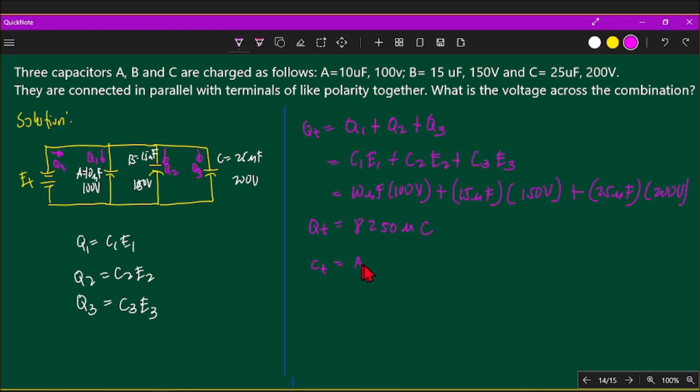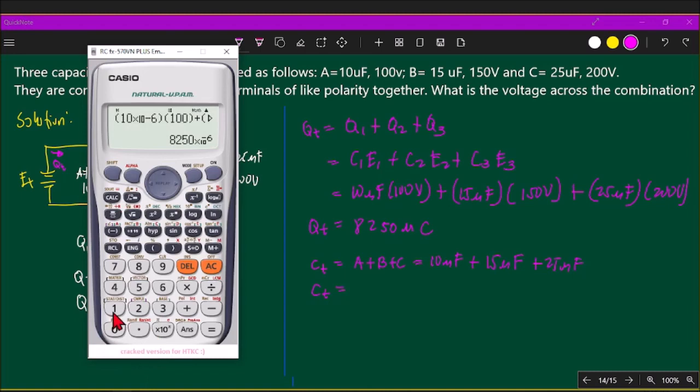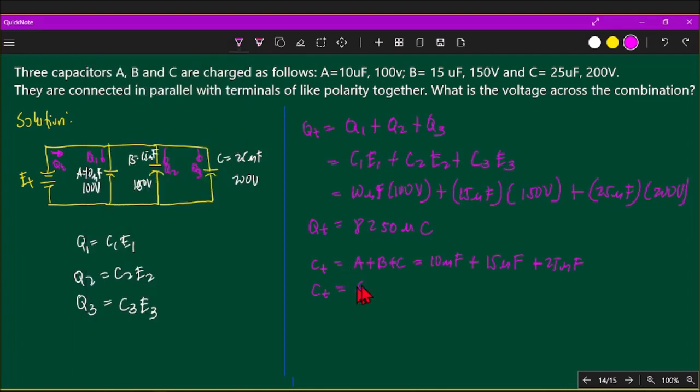So this will be A plus B plus C. So that will be 10 microfarad plus 15 microfarad plus 25 microfarad. So our total capacitance is equal to 10 plus 15 plus 25. So this is equal to 50, no? 50 microfarad.